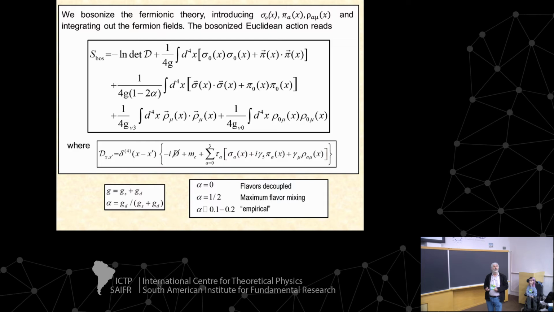For alpha equal to 0, flavors are decoupled, so U and D behave separately. For alpha 1/2, you have maximum flavor mixing. This corresponds to the standard Nambu-Jona-Lasinio model. And the empirical alpha is around 0.1 to 0.2, which is usually tuned to get a reasonable value of eta prime, of eta, I'm sorry. Here, since I'm working in SU(2), I will have an eta which is not the physical eta, because the physical eta has a mixing with eta prime. So you have to introduce the strange quark in order to describe the actual eta. But this eta is a combination of U and D only.